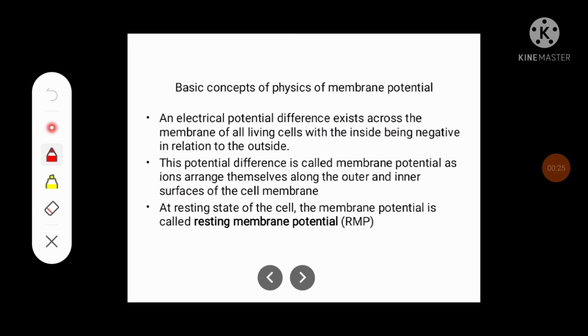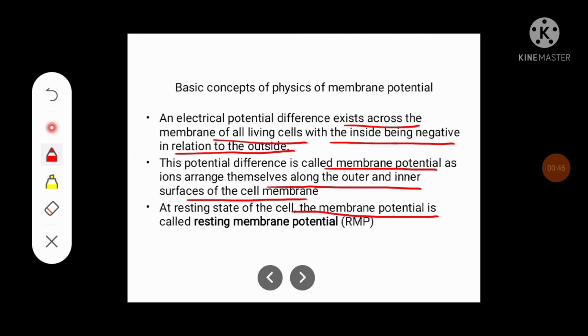An electrical potential difference exists across the cell membrane of all living cells, with the inside being negative in relation to the outside. This potential difference is called the membrane potential. Ions arrange themselves along the outer and inner surfaces of the cell membrane. At the resting state of the cell, the membrane potential is called the resting membrane potential.